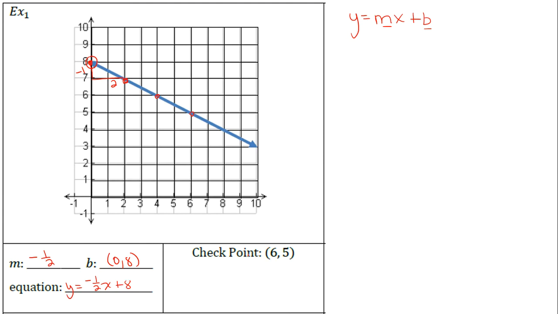Now they want us to check (6, 5) just to verify that our equation is correct. So we're going to replace x with 6 and y with 5. So we have 5 equals -1/2 times 6 plus 8. We have 5 equals -1/2 times 6 is -3 plus 8, and we do get 5 equals 5. So our equation is correct.